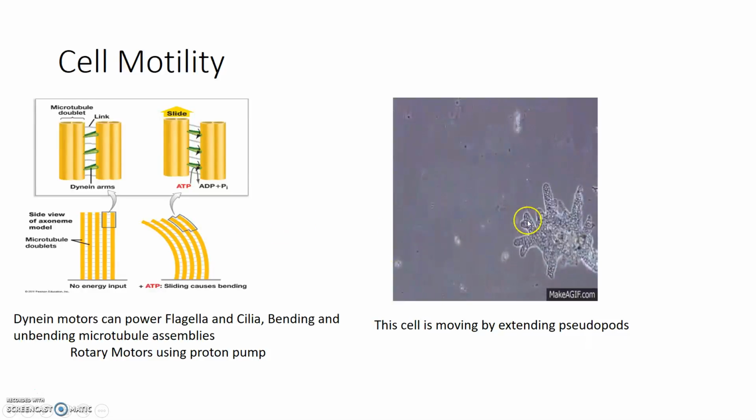Now over here on the right, we have an example of pseudopodia, where the cell rapidly polymerizes its actin filaments, or its microfilaments, to create a protrusion, i.e. a pseudopod, or false foot, that it can use to move.